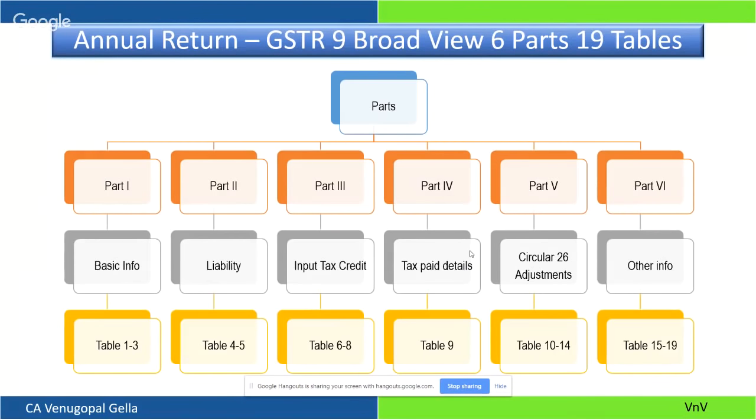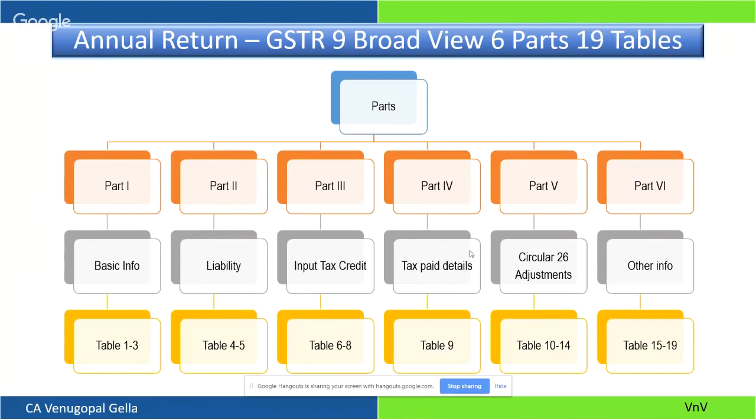Part 3 is about input tax credit. So it has 3 tables, tables 6, 7 and 8. In table 6, we furnish the information of the total input tax credit, in table 7, we furnish the information of the input tax credit which is reversed, and table 8 is about a reconciliation with GSTR 2A. Now, it is logical that after my liability and input tax credit, we assess the tax paid details: what is the tax liability, what is taxable, what is tax payable, and what is tax paid.